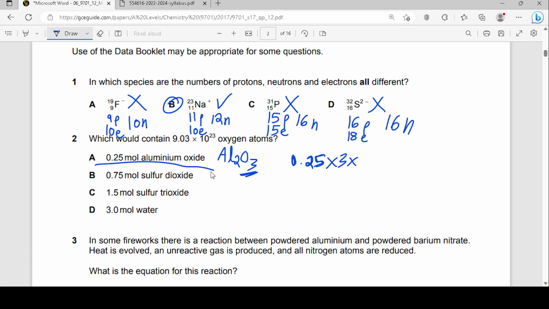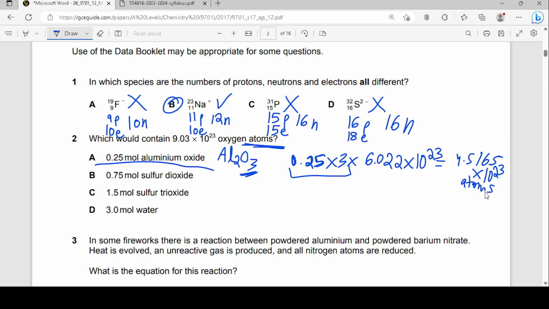So 0.25 into 3, and then you multiply that because you have to find the number of atoms, not the number of moles. So you multiply the number of moles of oxygen atoms by Avogadro's constant to get the number of oxygen atoms. Okay, so it's times 6.022 into 10 to the power of 23. So what do you get? You get 4.5165 into 10 to the power of 23 atoms of oxygen.